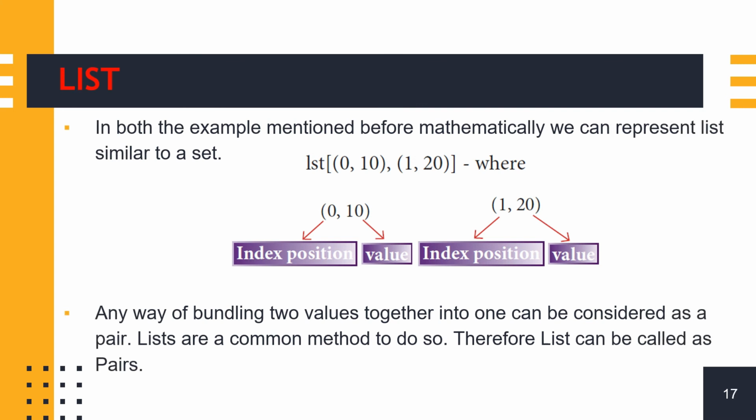Now, in both the examples mentioned before, mathematically we can represent a list similar to a set. Here, list[0] is 10 and list[1] is 20, where each entry is an index position and a value: 0, 10 and 1, 20. Any way of bundling two values together into one can be considered a pair. Lists are a common method to do so. Therefore, a list can be called a pair.